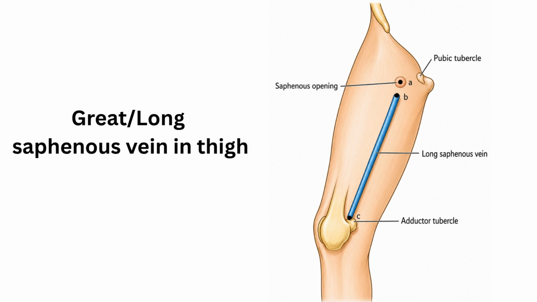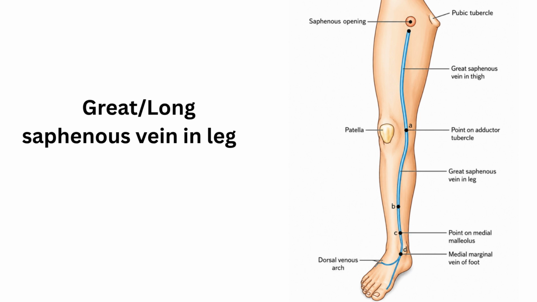Surface marking of great saphenous vein in front of thigh. Put a point A 4 cm below and lateral to pubic tubercle. Draw a small circle around this point to mark saphenous opening. Put a point B little below the center of saphenous opening and point C on the adductor tubercle. Now join B and C, which represents the great saphenous vein.